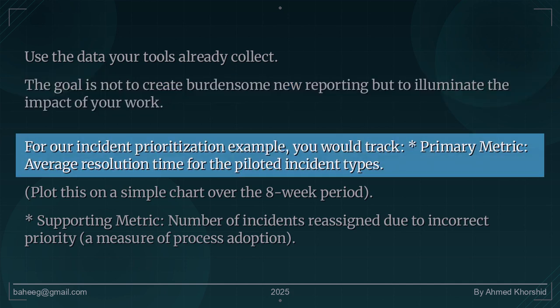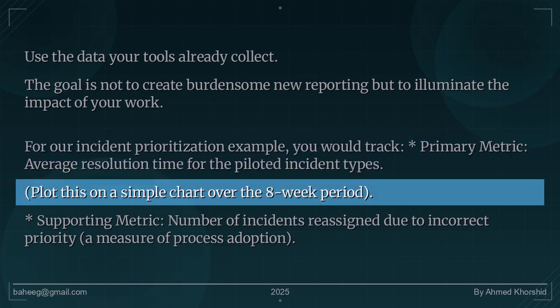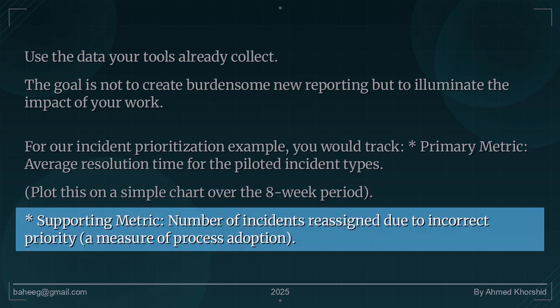For our incident prioritization example, you would track primary metric, average resolution time for the piloted incident types. Plot this on a simple chart over the 8-week period. Supporting metric, number of incidents reassigned due to incorrect priority, a measure of process adoption.